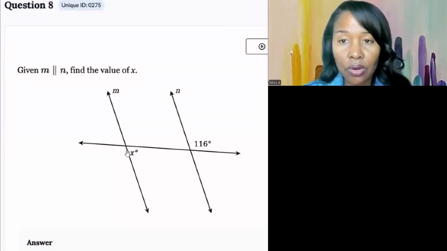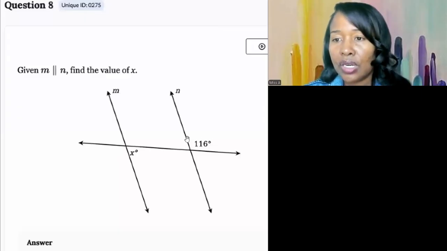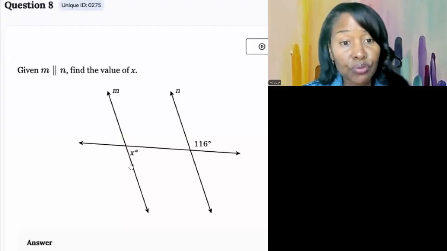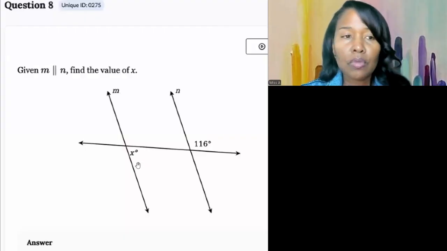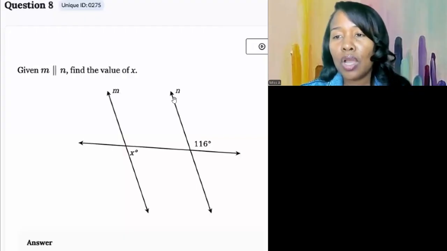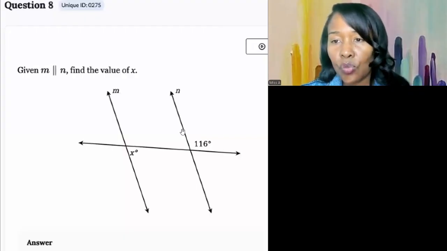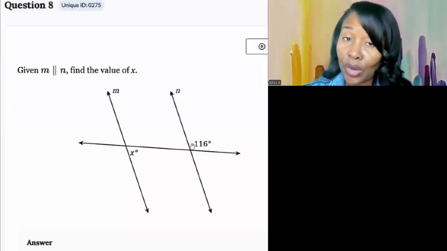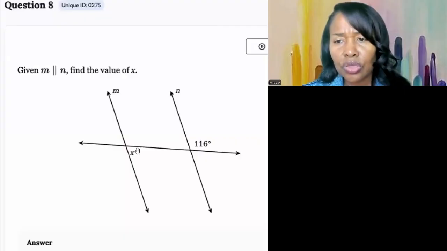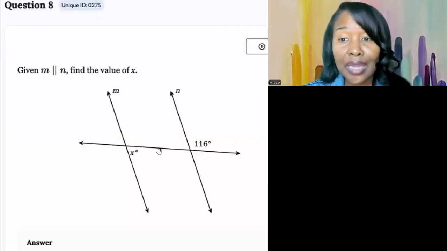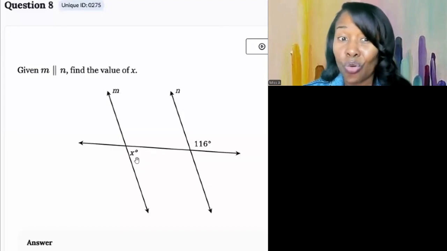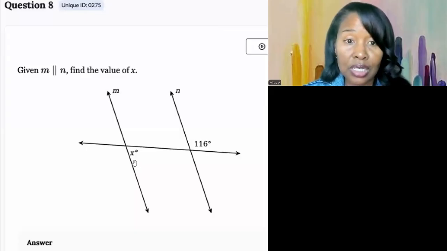So on the diagram, we see that this angle here is 116 degrees. But we need to figure out what is the measure of this angle right here. I want you to notice clearly, if we just look at this angle, we can tell that is an obtuse angle. Remember, an obtuse angle is an angle that's greater than 90 degrees. This one, though, is not going to be greater than 90 degrees. That's going to be an acute angle, which is less than 90 degrees. So right away, I know that this is not going to have a value of 116.